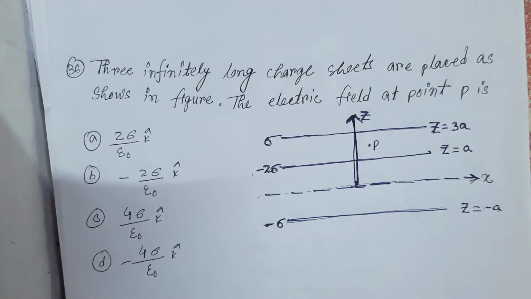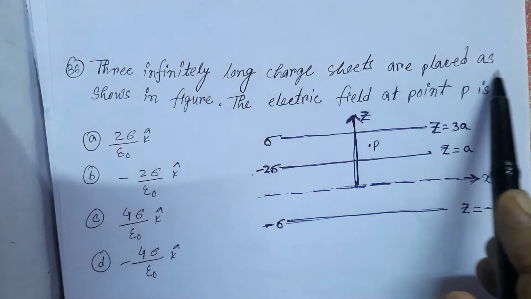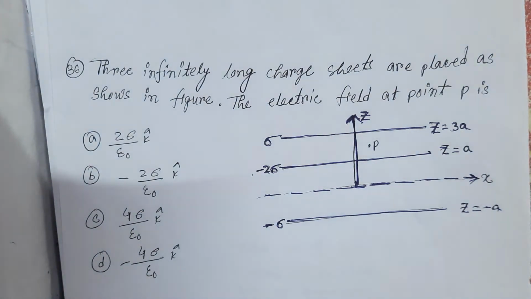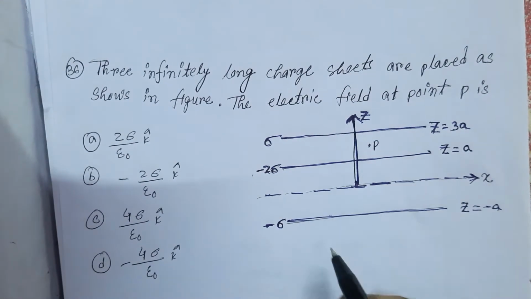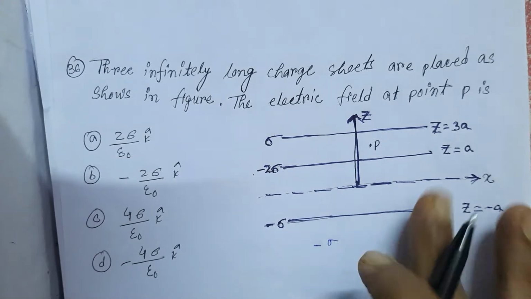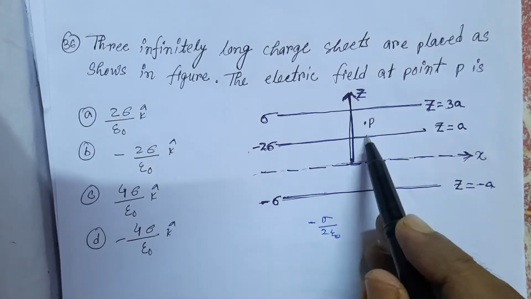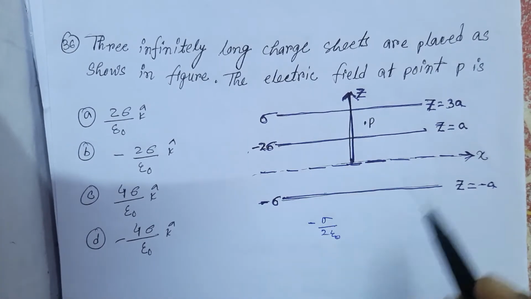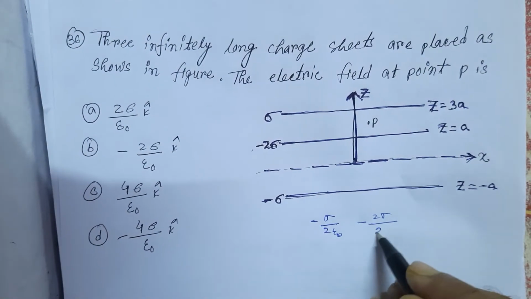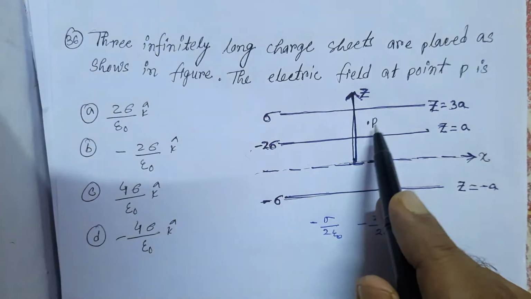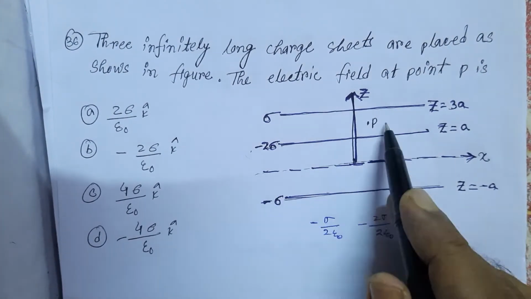For the question number 36, 3 infinitely long charge sheets are placed as shown in figure. The electric field at P. So there is a point P. We have to calculate the electric field. For the lowest charge, it is in the upward direction. So the field intensity is minus sigma by 2 epsilon 0 as its surface density of charge is minus sigma. For the second charge, it is also in the upward direction. So minus sigma by 2 epsilon 0, minus 2 sigma is the surface density. So here intensity at P for the second plate is minus 2 sigma by 2 epsilon 0.